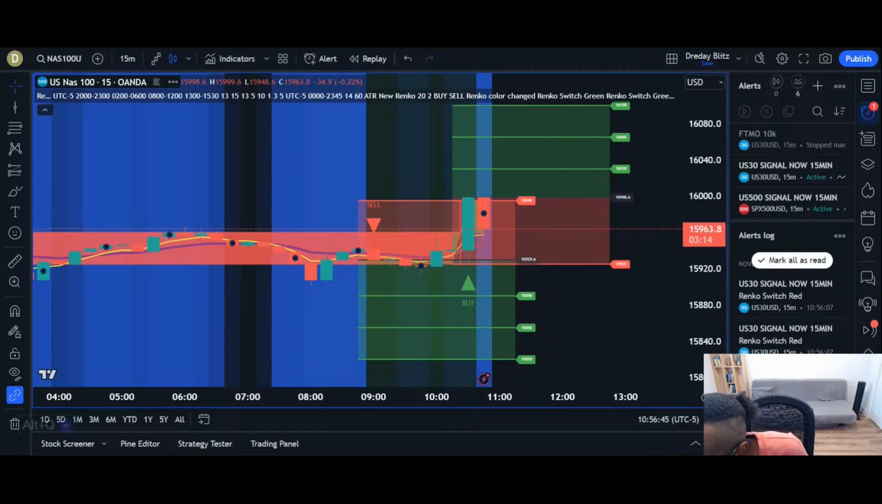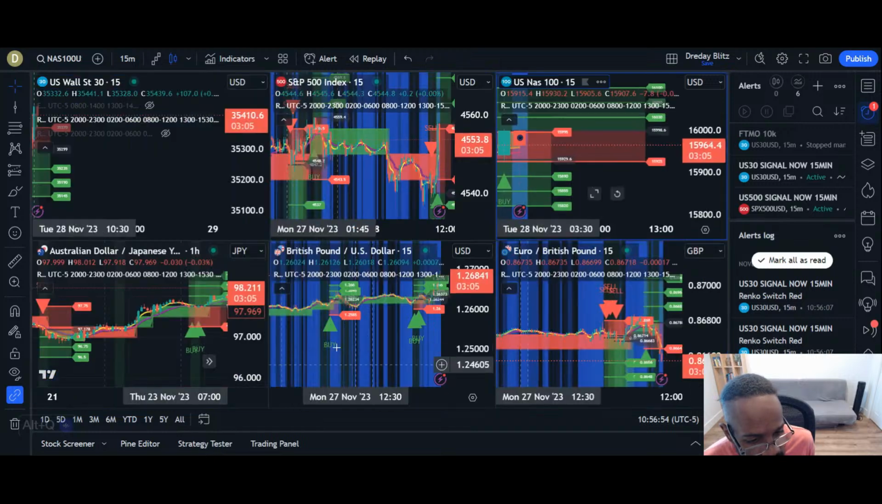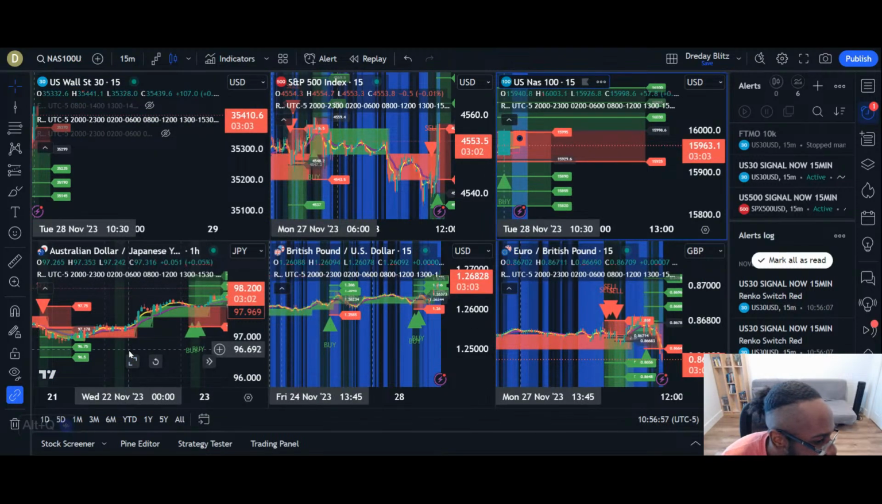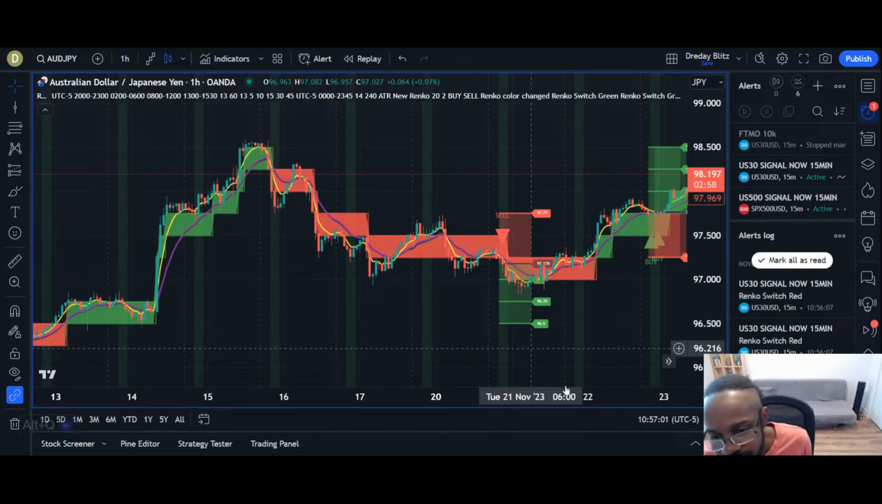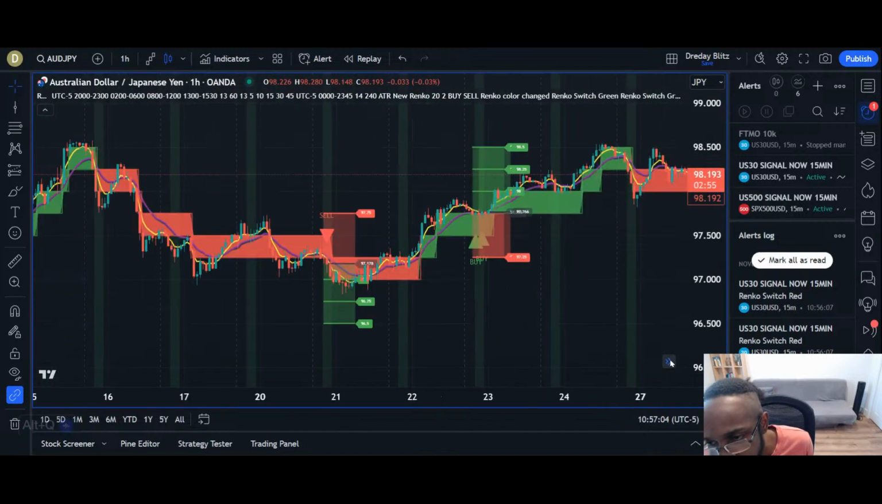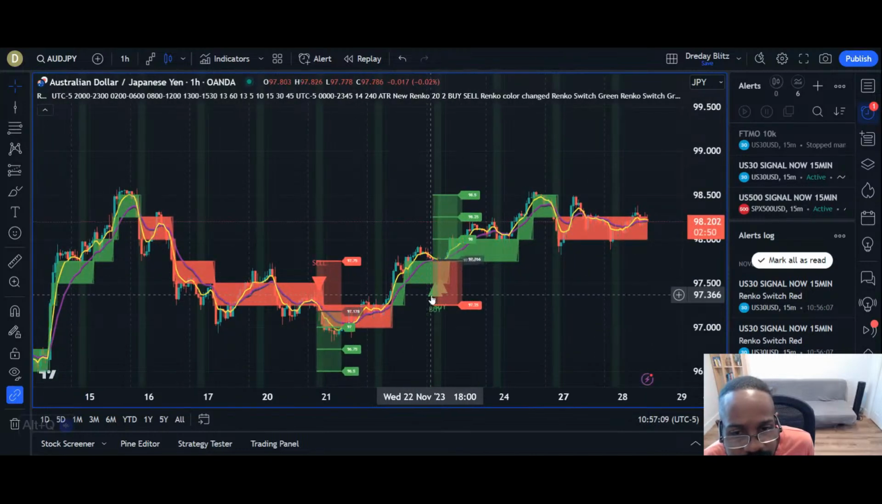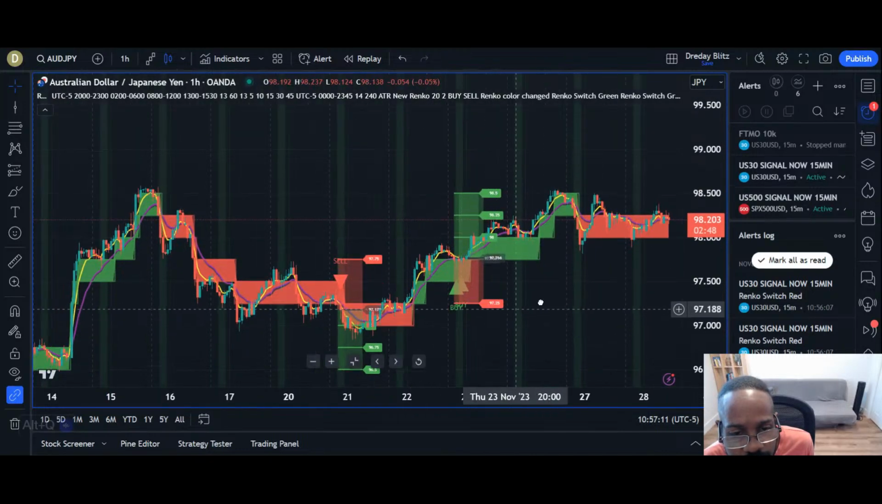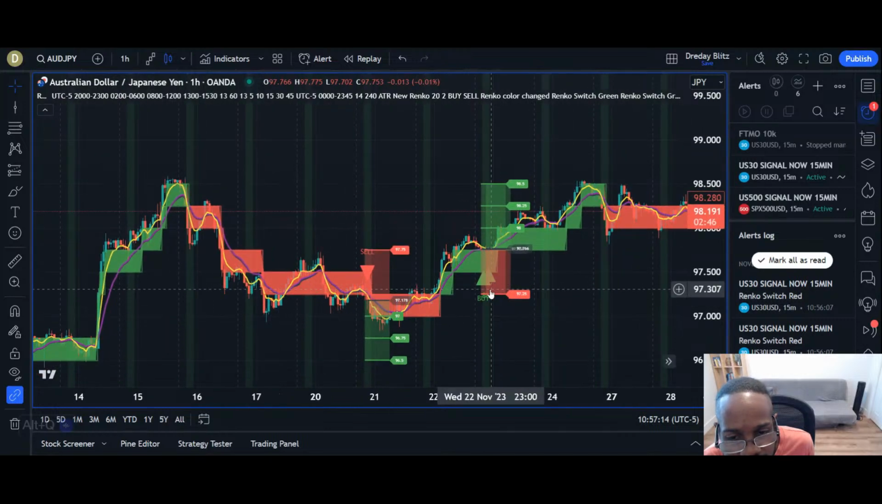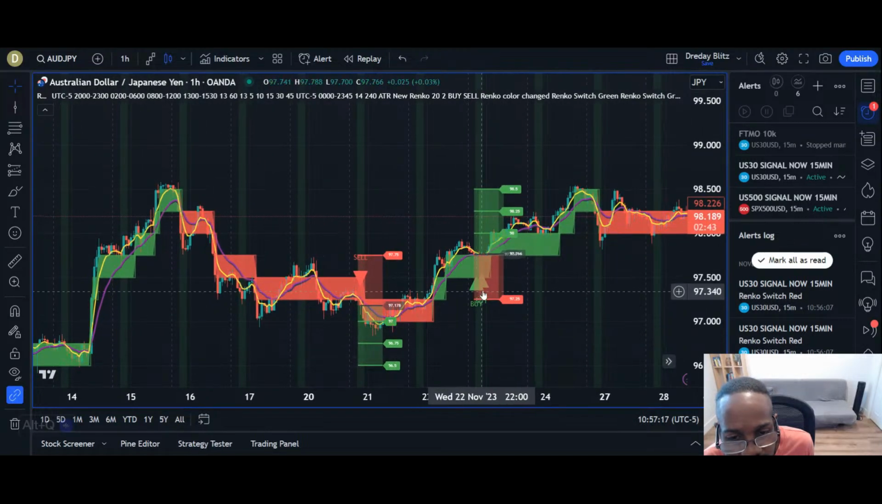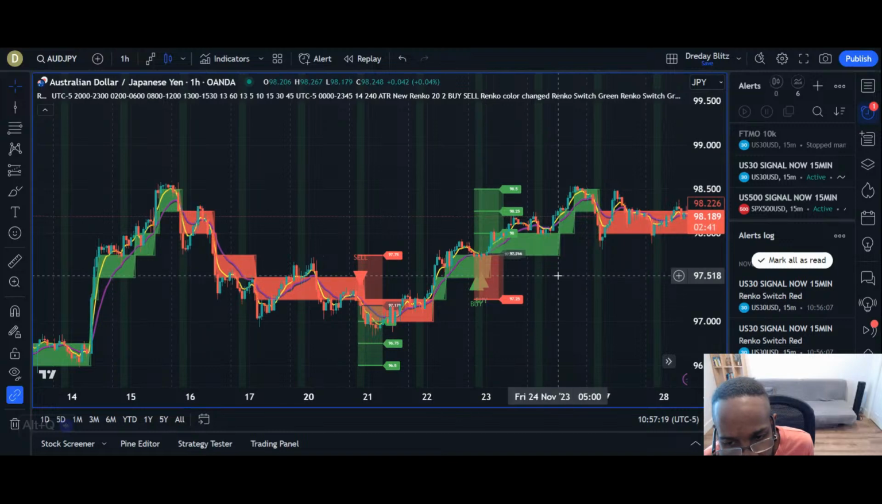What is last signal on 1 hour JPY? Give me 2 seconds. Let's see. On JPY, is that on JPY? This one. There you go. So this is the last signal that came in based off of the 1 hour settings. So there was 2 buy signals here, that was Wednesday, last Wednesday.